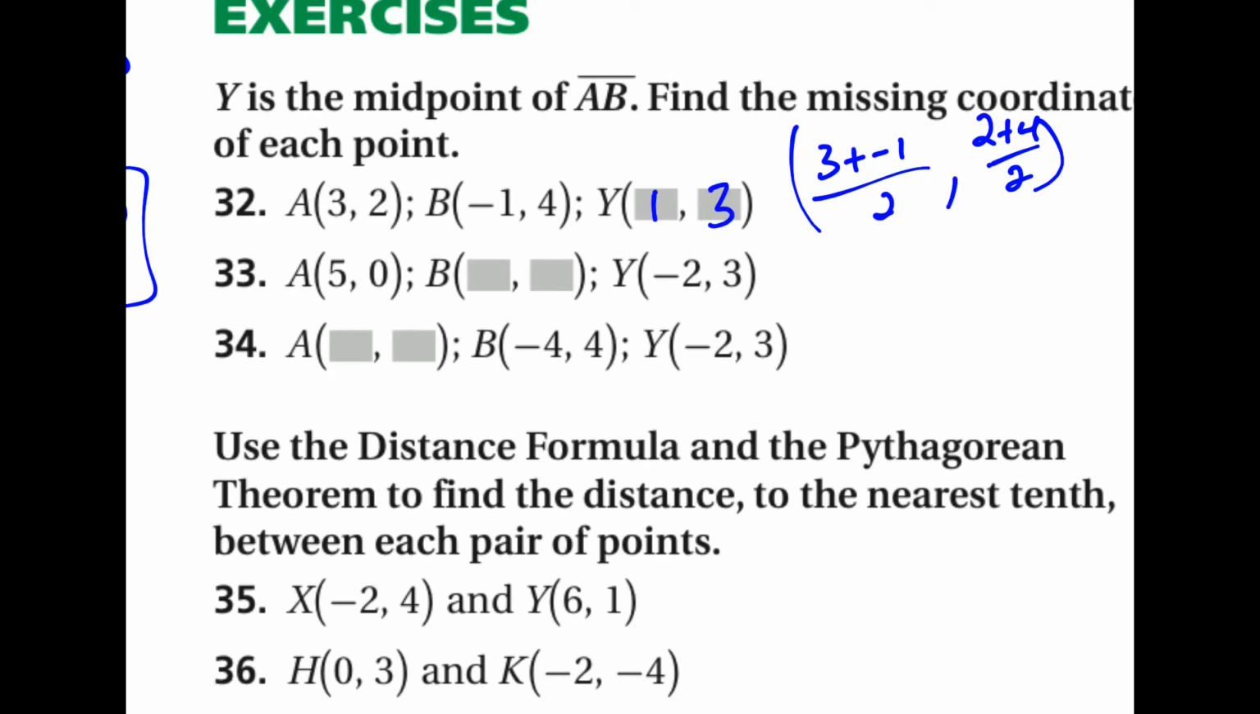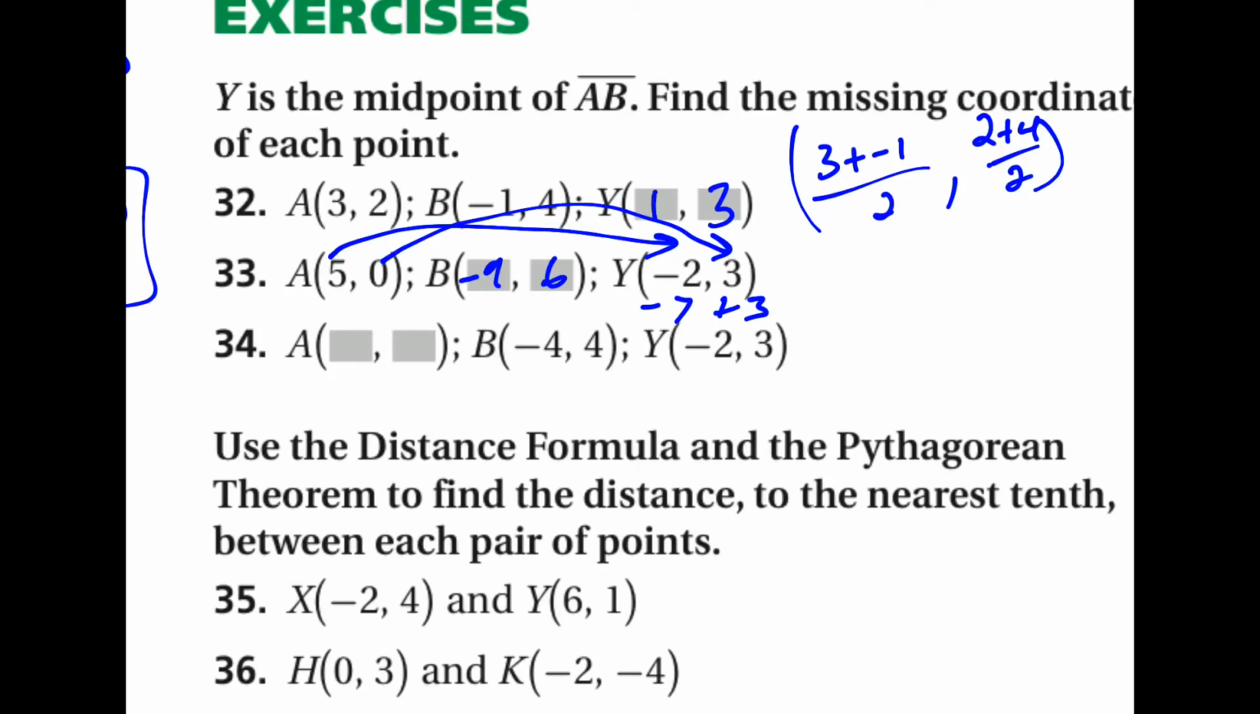In this next one, I have one of the endpoints and the midpoint. So how did I get from 5 to negative 2? I subtracted 7. How did I get from 0 to 3? I added 3. So let's do that again. Now we're at negative 9, 6.